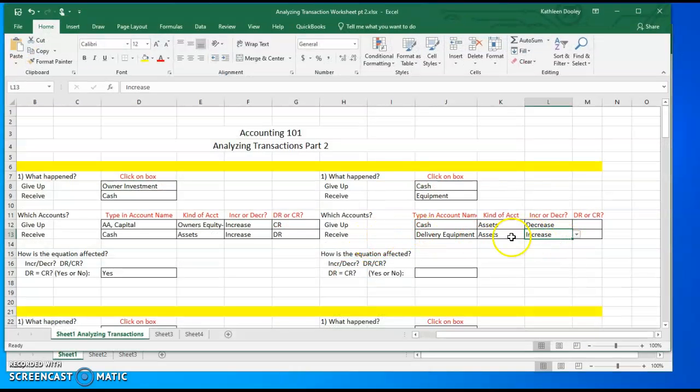Okay, so here's the increase in asset here. So that's going to be a debit. And here is the decrease in asset, which is opposite of debit. So that's going to be credit. Okay, now I have one debit and one credit. So that's good. And I say yes, my debits equal my credits.